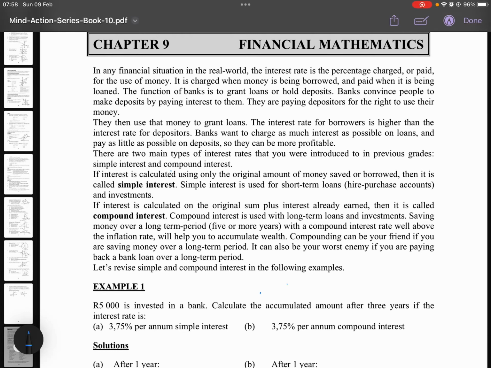Welcome. In any financial situation in the real world, the interest rate is the percentage charged or paid for the use of money. It is charged when money is being borrowed and paid when it is being loaned.